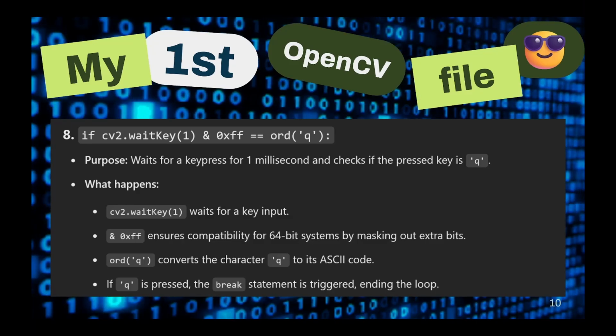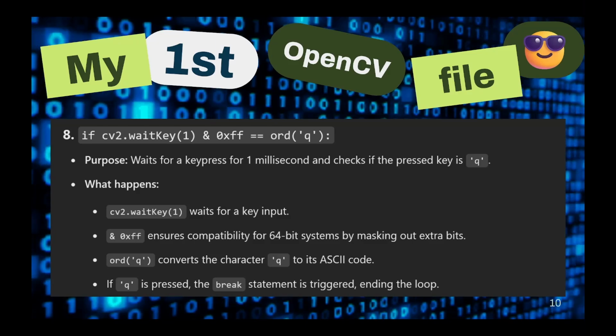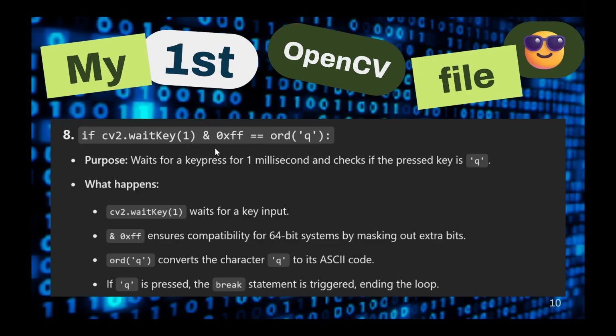Next, we have a way to gracefully exit the program. So what this does is it waits for a key press for 1 millisecond and checks if the key pressed is Q. This is specific to Windows machines because we have this part, and 0xff ensures compatibility for 64-bit systems by masking out extra bits. So this is for Windows. Mac OS and Linux people, don't worry about this.